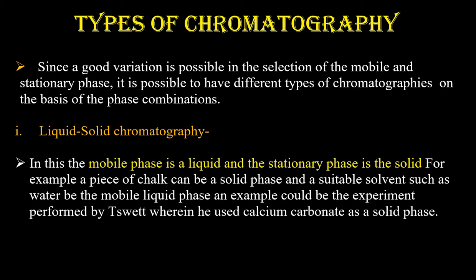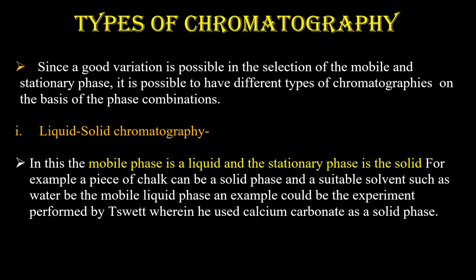Now we'll consider types of chromatography. Since a good variation is possible in the selection of the mobile and stationary phase, it is possible to have different types of chromatography on the basis of the phase combinations which are used. First one, that is liquid-solid chromatography. In this, the mobile phase is liquid and the stationary phase is solid.